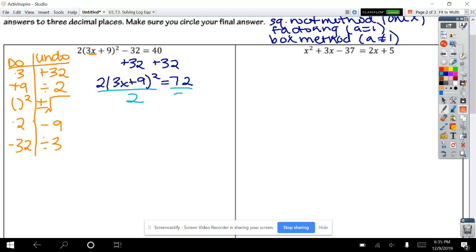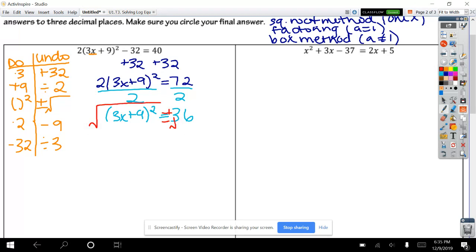So then you would divide by 2. So you get (3x plus 9) squared equals 36. See, now we're left with something squared equal to 36. So that's how we know our next step is to take the square root of both sides.